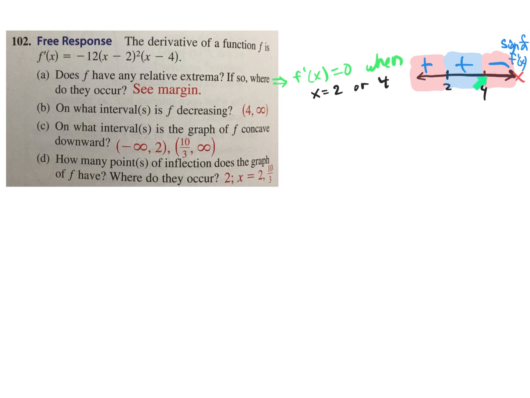will have a relative maximum at x equals 4. Positive slopes and then it becomes a negative slope, there must be a relative maximum there.